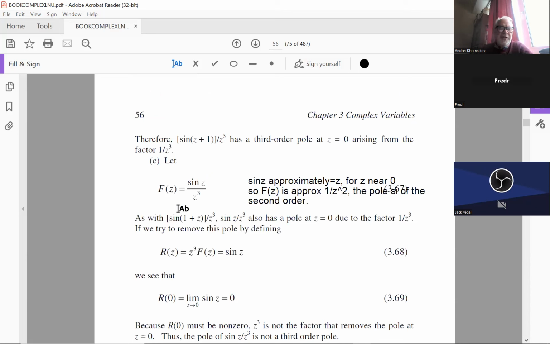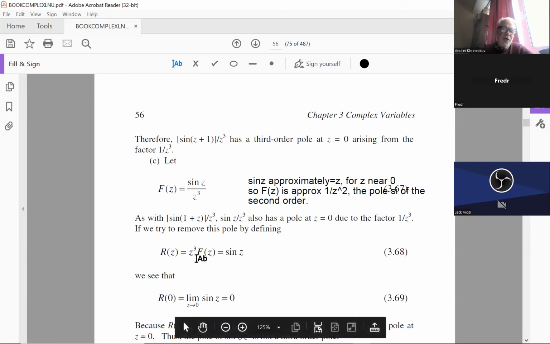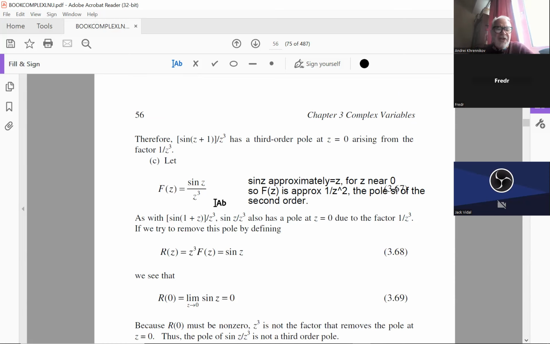Now, for example, this function. They use some long discussion, but I suggest doing this again heuristically, and you can do this on the exam. Sinus z. A bit later, we shall study Taylor series for analytic functions. So it is more or less the same as for real functions. So sinus z is approximately z.